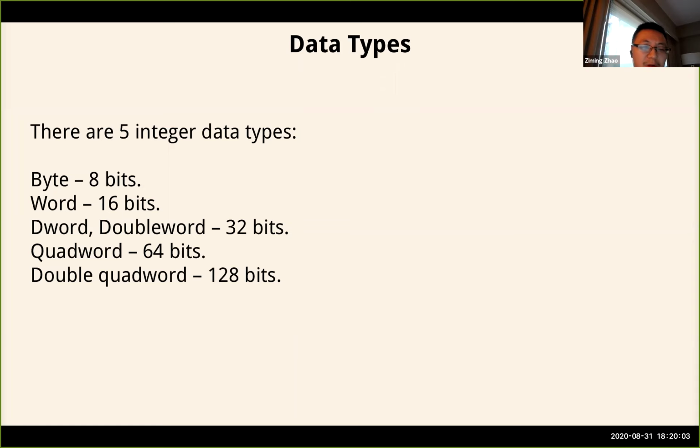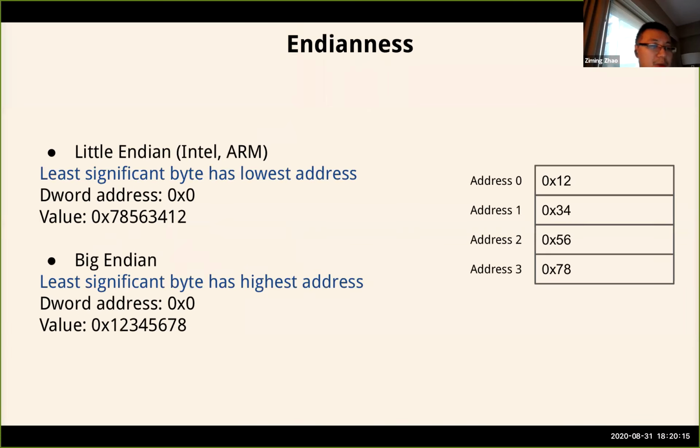Then we have quad word for 8 bytes, and also double quad word for 16 bytes. So you need to remember this. Also, you need to know what endianness is. Endianness is the ordering of bytes of a value in the computer memory during transmission or execution. So it's an ordering of bytes of a value.